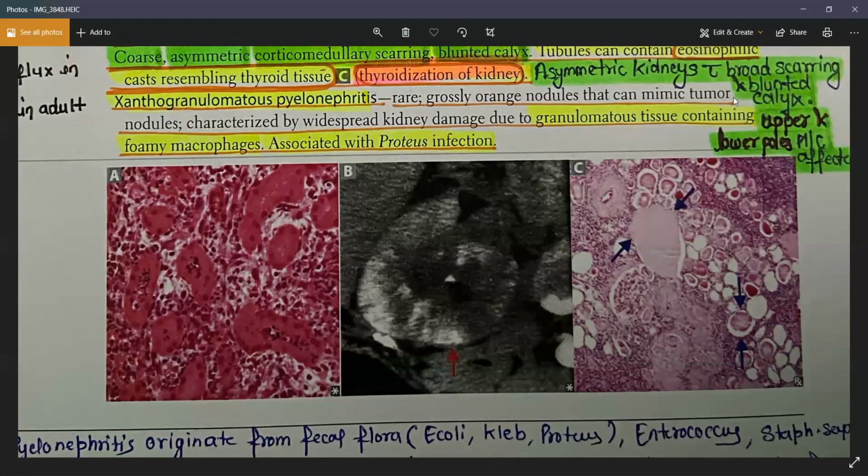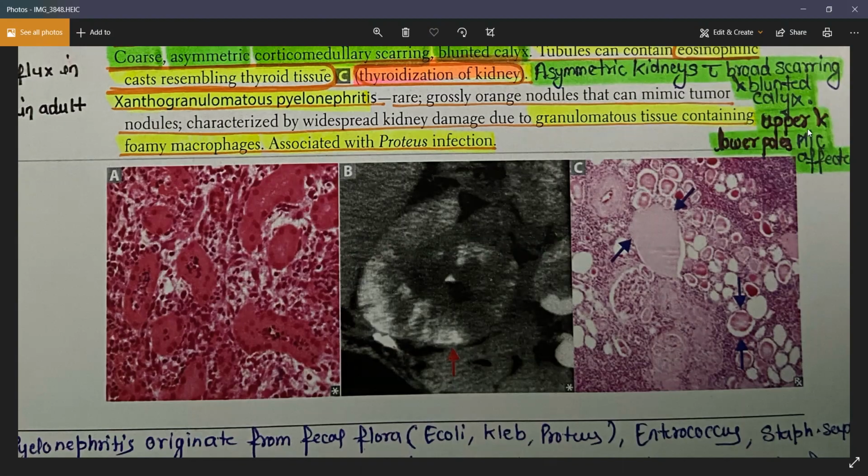So asymmetric kidneys will be there. You will have broad scarring and blunting of the calyces. Please note the upper and lower poles of the kidney are most commonly affected, just like we discussed previously, whenever you have any obstruction, because of this reflex, remember? In the reflex you will have upper and lower pole atrophy, scarring of the whole kidney and shrinking of the kidney, right? The same thing you will find again in chronic pyelonephritis.